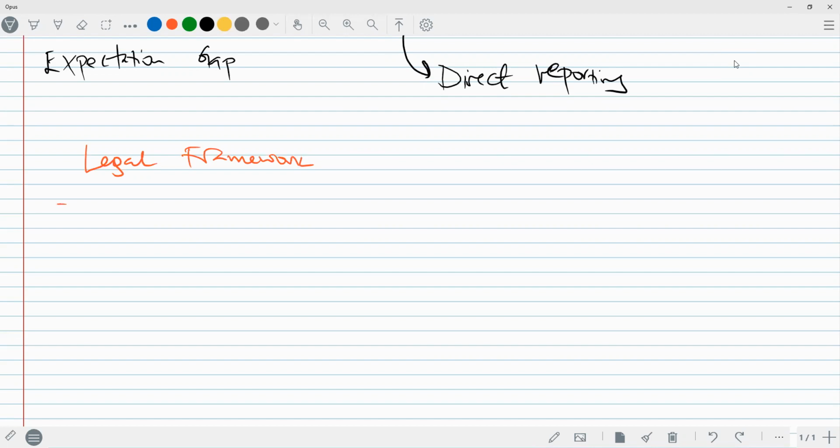there are 2 acts that you're meant to be in compliance with. One, of course, is the Companies Act, the Companies Act 2015, and you have the Accountants Act. Those are the 2 legal frameworks that you're meant to follow when it comes to carrying out the audit in Kenya.